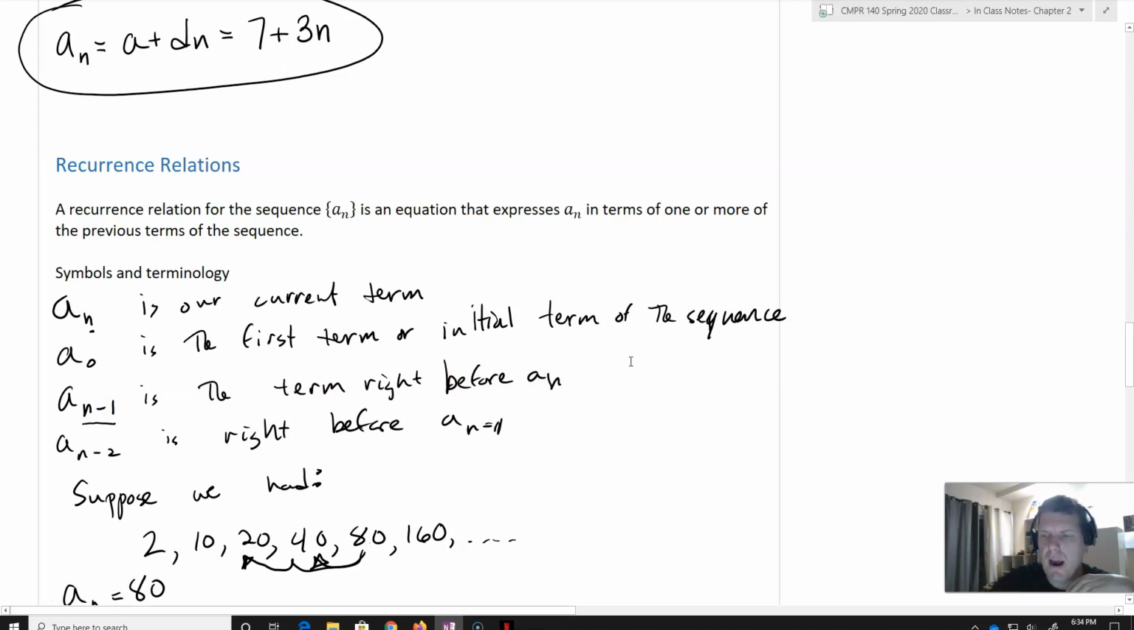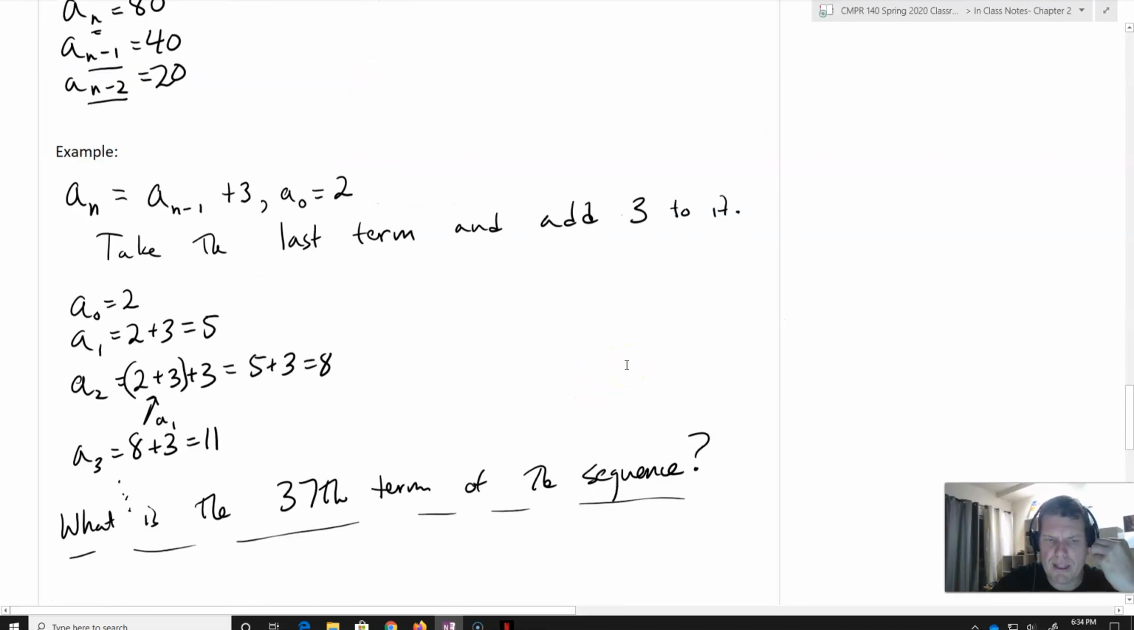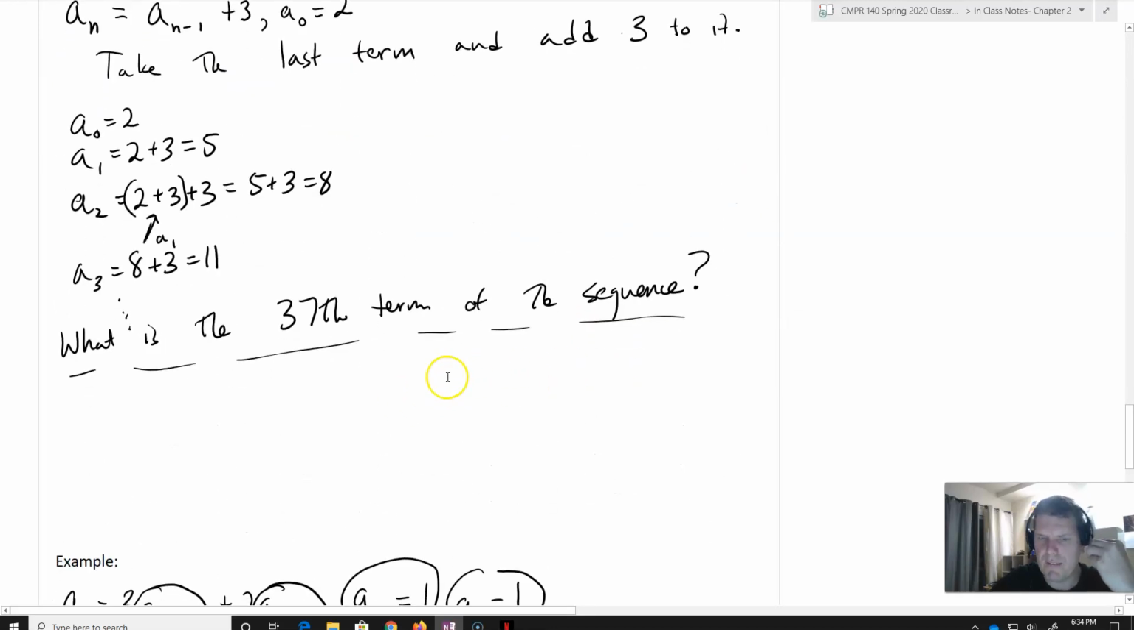So that concludes our discussion on recurrence relations. In our next video, we'll talk about solving recurrence relations, which is in fact a really handy way of going about answering this particular question, like what is the 37th term of the sequence?